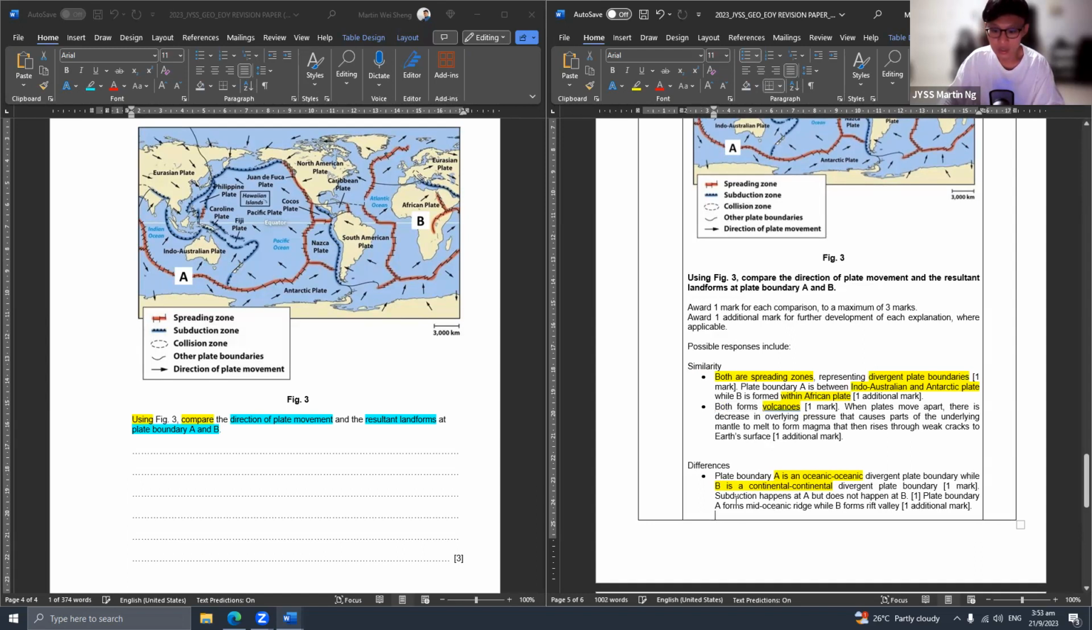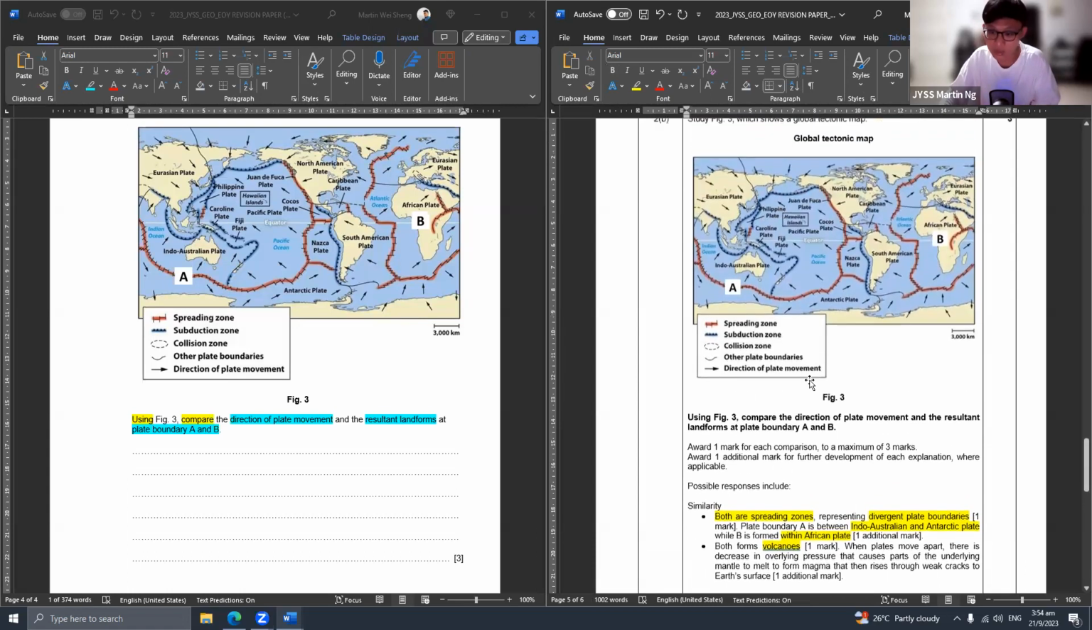Okay, so the learning point over here is that when we are talking about the command word comparison, we look at both similarities and then we look at differences. Also, there's a little bit of recap on the plate tectonic movement, as well as how to make use of a map like this. So you make use of this map, you look at the key, or the legend, and then you look at the scale. So I know this is a global map because a short distance as such is actually 3,000 kilometers apart already.